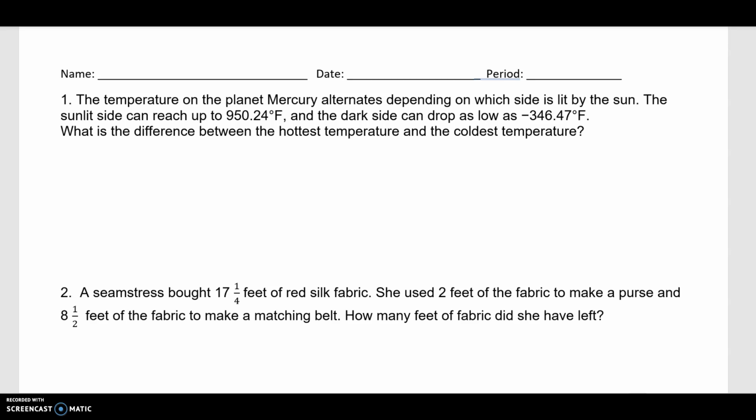Hey guys, so between today and Wednesday, you're going to be working on a review to prepare for our common assessment on Thursday. The common assessment on Thursday mostly covers rational numbers, meaning we're adding, subtracting, multiplying, and dividing positive and negative numbers.